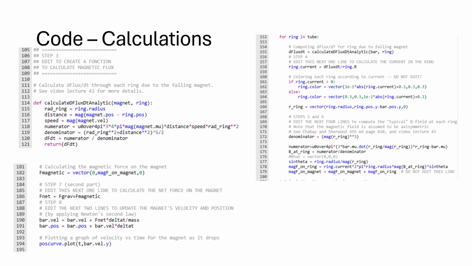Here are the biggest parts of the code. On the upper left, we have a function to calculate the time derivative of the magnetic flux through a ring. On the right is a loop iteration to calculate and sum up the force that each ring exerts on the falling magnet. And on the bottom left, the net force on the magnet is calculated, and the velocity and position of the magnet are updated.